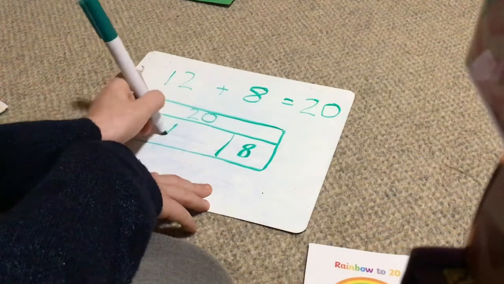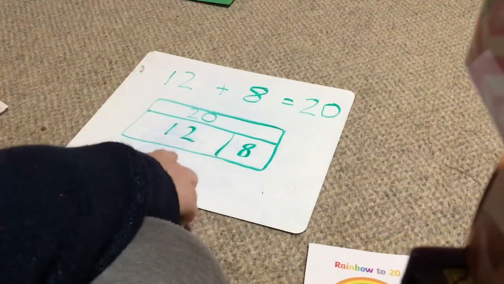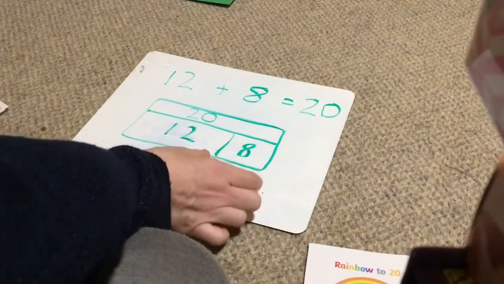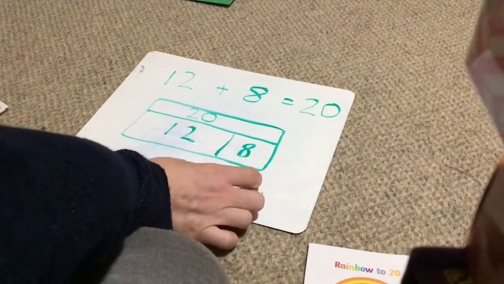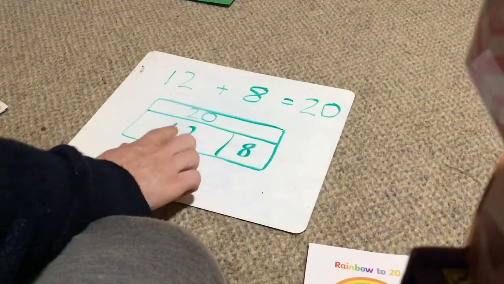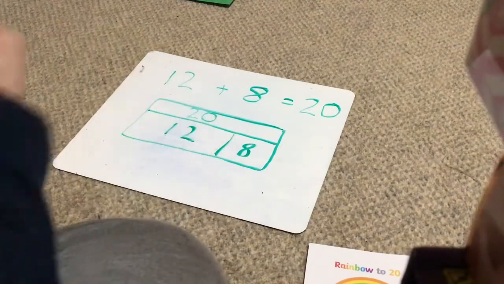And I've got my 8. So my 8 is not as big as my 12, so it's only a little bit of this bar. And my 12 is a bigger number. My 12 add 8 gives me 20.